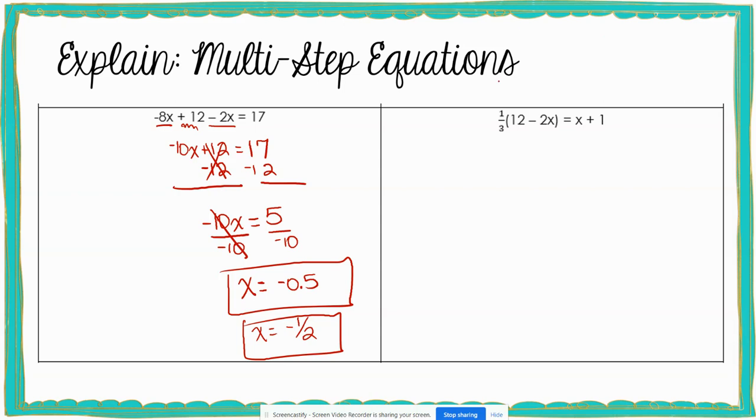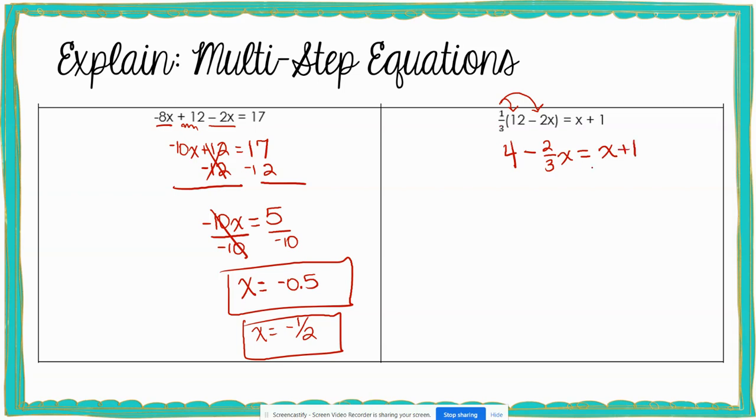Next, we see 1/3 times 12 minus 2x equals x plus 1. Well, we need to use the distributive property here. 1/3 times 12 is 4. Then 1/3 times negative 2x is negative 2/3 x. And then all of this is equal to x plus 1.